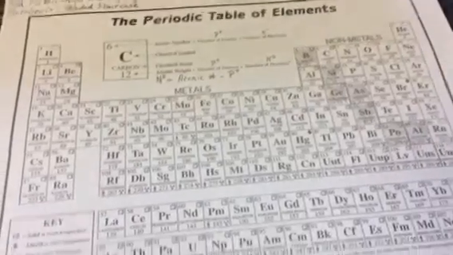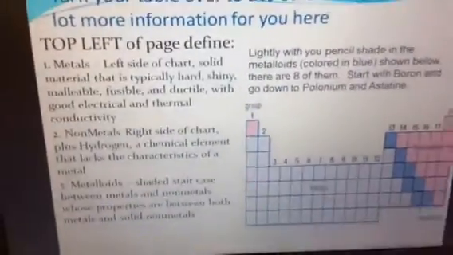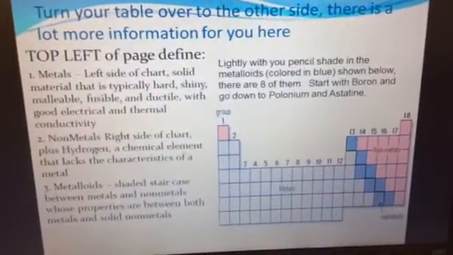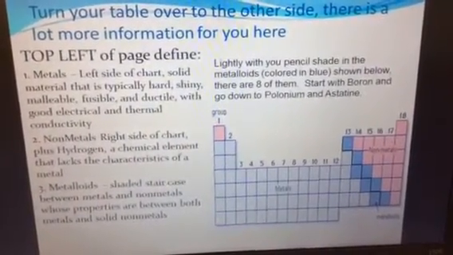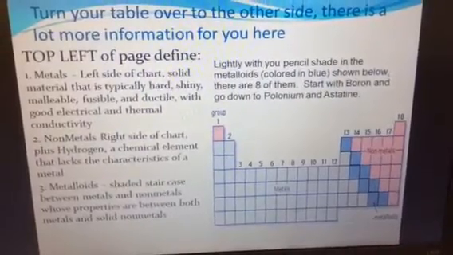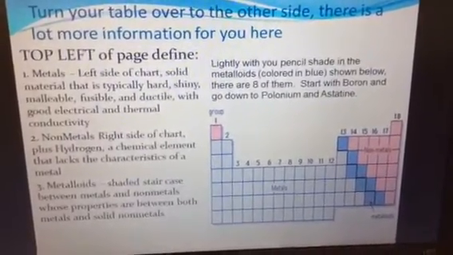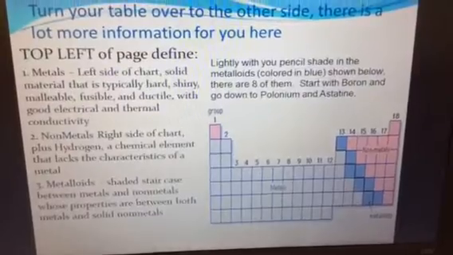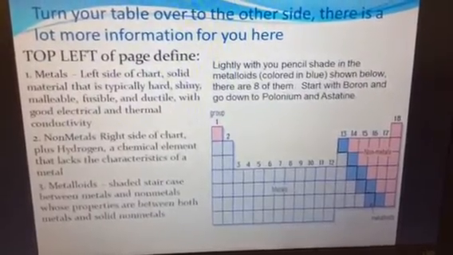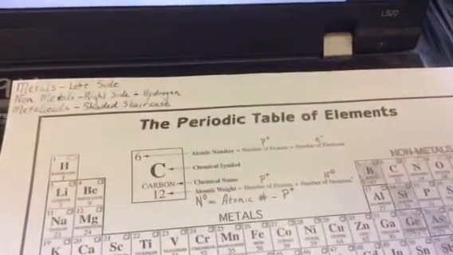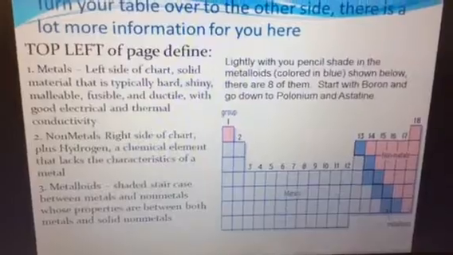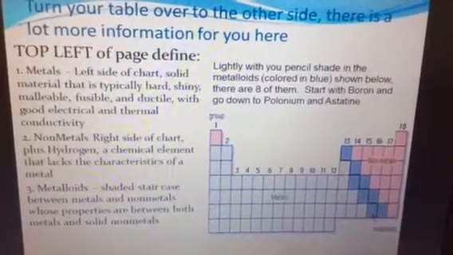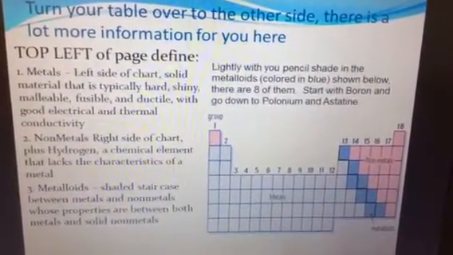Now, what you're going to do on this side is you're going to define these three words. On the top left side of the page, you're going to define metals, nonmetals, and metalloids. Once again, that goes on the top left of the page. And there are those definitions again, so you can copy those down.